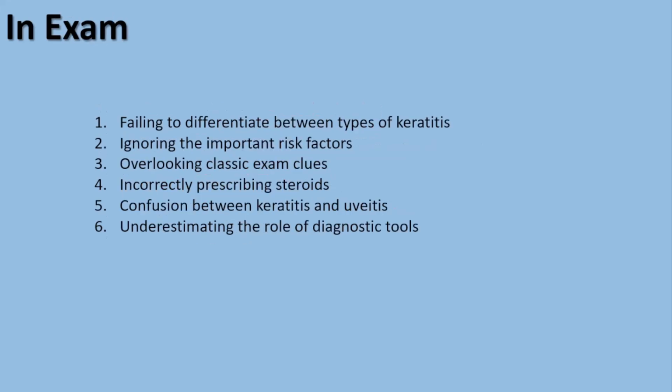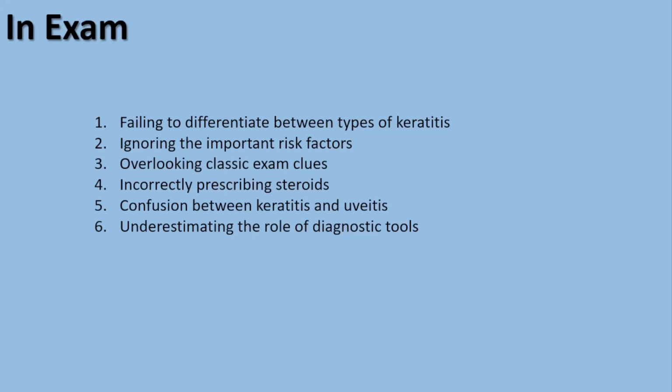So now let's talk about mistakes that you can make in the exam in case of keratitis. Number one is failing to differentiate between types of keratitis: viral, bacterial, and allergic. For example, mistaking HSV keratitis with dendritic ulcers for bacterial keratitis with corneal infiltration. Number two is ignoring the importance of risk factors. For example, not associating Pseudomonas with contact lens wearers, and missing the trauma history in patients who are suffering from fungal keratitis.